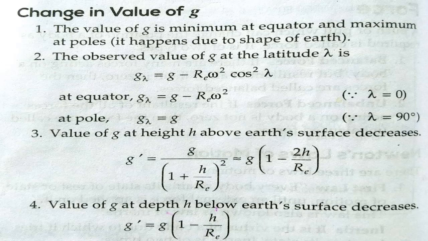Fourth point, the value of small g at a depth h below the Earth's surface decreases. Small g lambda is equal to small g into (1 minus h by R e).